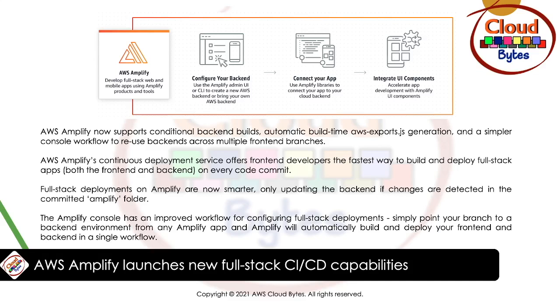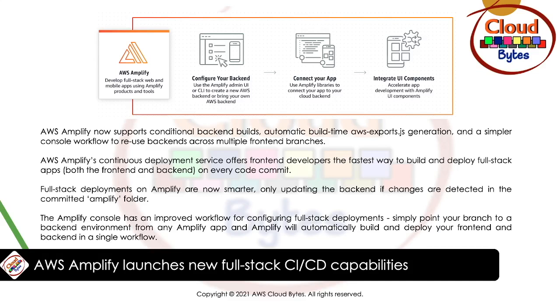AWS Amplify's continuous deployment service offers front-end developers the fastest way to build and deploy full-stack apps, both the front end and the back end, on every code commit. Full-stack deployments on Amplify are now smarter, only updating the back end if changes are detected in the committed Amplify folder.